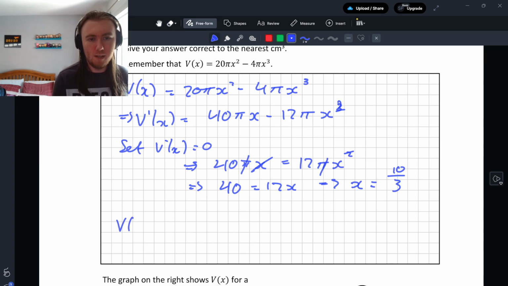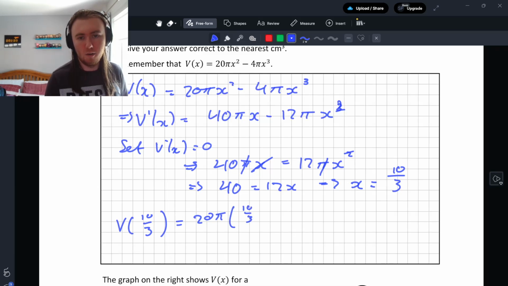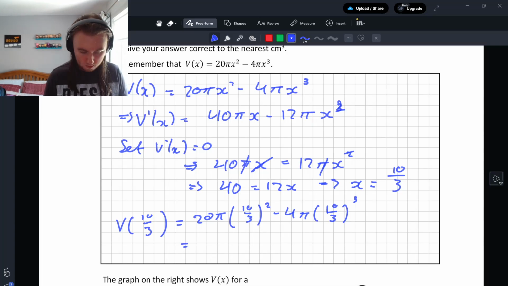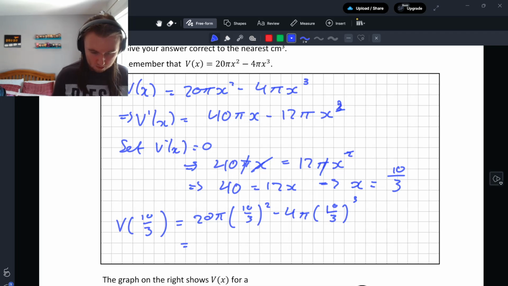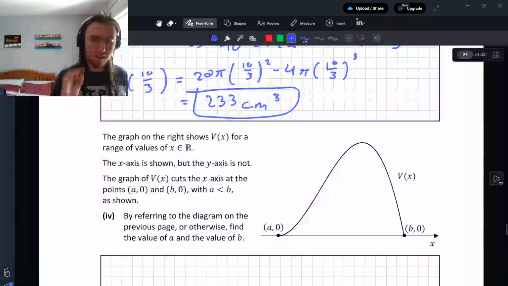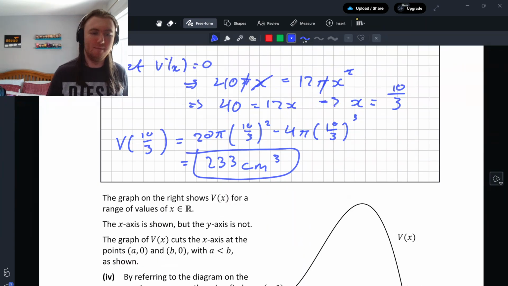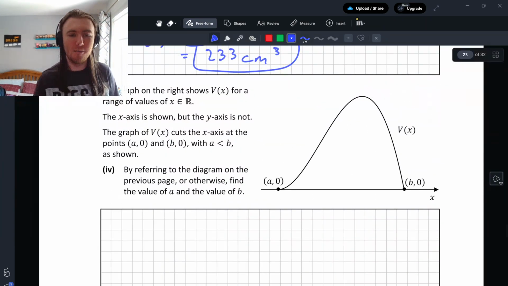So V of 10 thirds is 20 pi times 10 thirds squared minus 4 pi times 10 thirds cubed. So 20 pi times answer squared minus 4 pi times answer cubed. To the nearest cubic centimeter is 233 centimeters cubed. I feel like I'm going to get a wild reckoning in the comments. You're probably going to be correcting a lot of these mistakes.